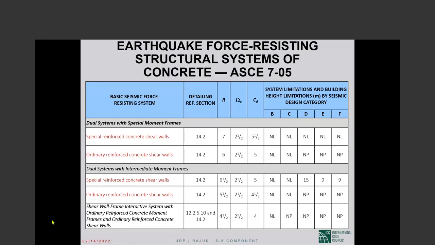So your frames are intermediate moment frames, no question. You said it yourself. If you want to do ordinary detailing for the shear walls, your R value is 5.5. If you are prepared to do special detailing for the shear walls, your R value is 6.5. And I can tell you that this is a much, much cheaper solution by far. There is no reason for anyone to use special detailing in design category B.